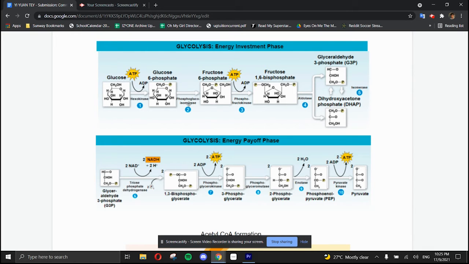In the second step, glucose 6-phosphate is converted into its isomer fructose 6-phosphate. This chemical reaction is just a simple rearrangement. In the third step, it is converted into fructose 1,6-bisphosphate with the investment of another ATP, which again becomes an ADP after dephosphorylation. In the fourth step, fructose 1,6-bisphosphate is broken down into two isomer molecules, G3P and DHAP.